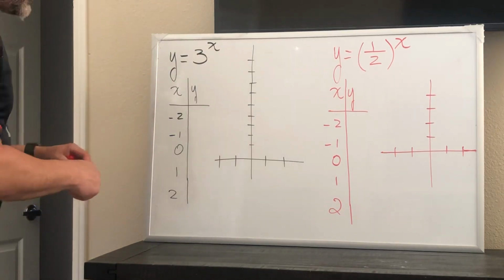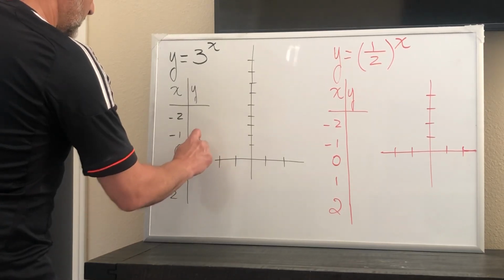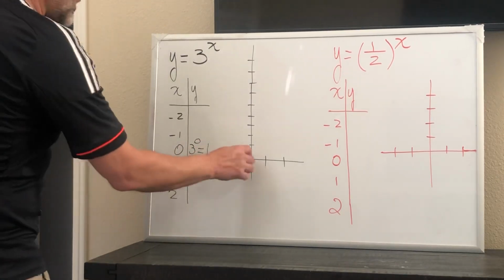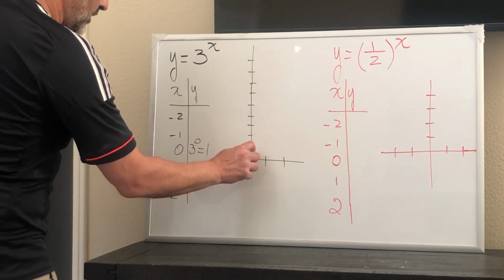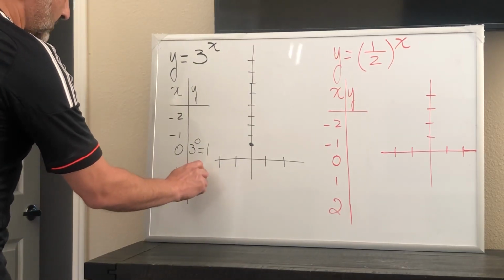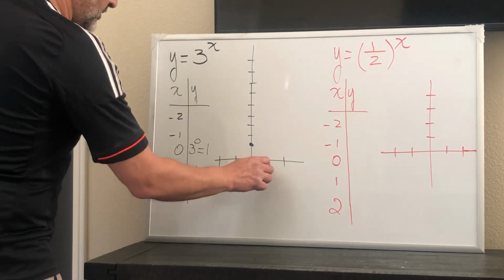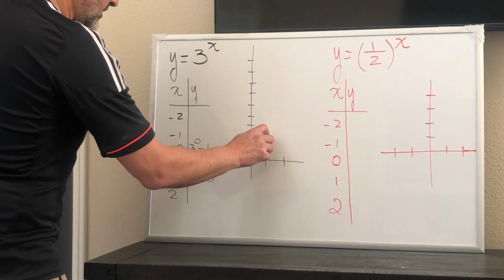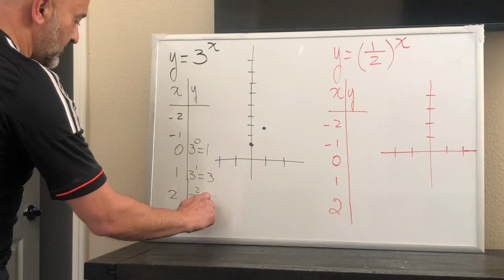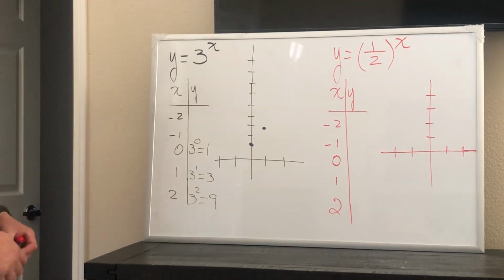If x is equal to 0, that means I'll have 3 to the power of 0. But 3 to the power of 0, of course, is 1, right? So at 0, we get 1. That's our y-intercept. When x is equal to 1, we get 3 to the power of 1. Well, 3 to the power of 1 is 3. So when x is 1, 1, 2, 3. When x is 2, 3 to the power of 2, 3 squared. That's 9.